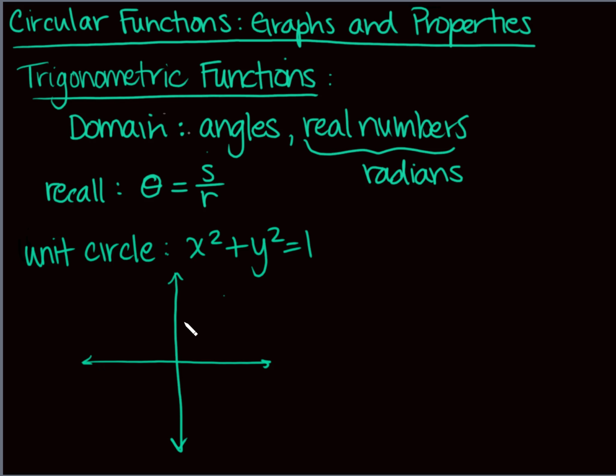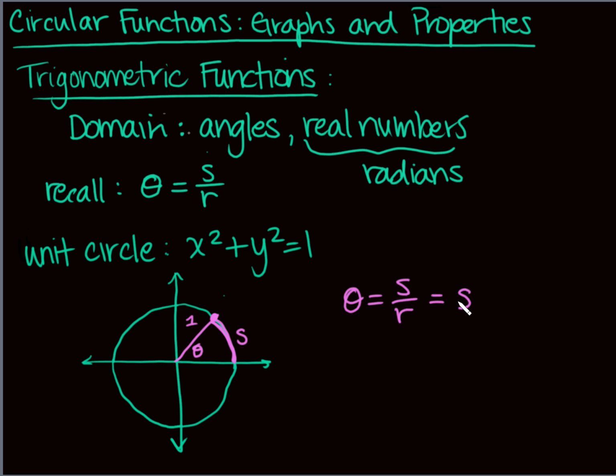And on the unit circle, we have radius 1. I'm just going to have to draw circles for you guys today. That's not a circle, pretend that's a circle. What do I know? I know this distance right here is 1. I know this would be my theta, and then this is what we call that arc length. So if I have theta equals S over R, in the unit circle I know R is 1, so actually theta is just equal to S.